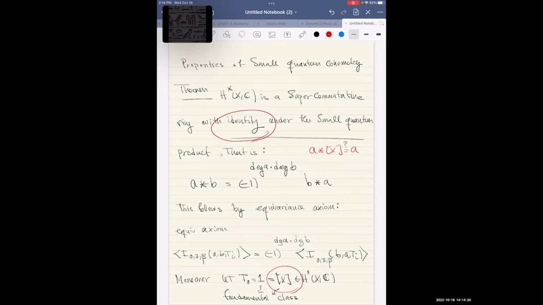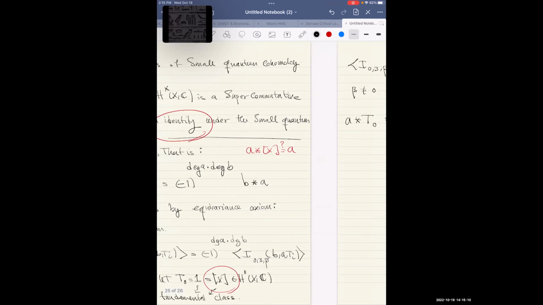So let's see. We know that I_{0,3,β}(A, T_0, T_i), remember that T_0 is the fundamental cycle of X, is equal to 0 whenever β is not equal to 0. So this is the fundamental cycle axiom.